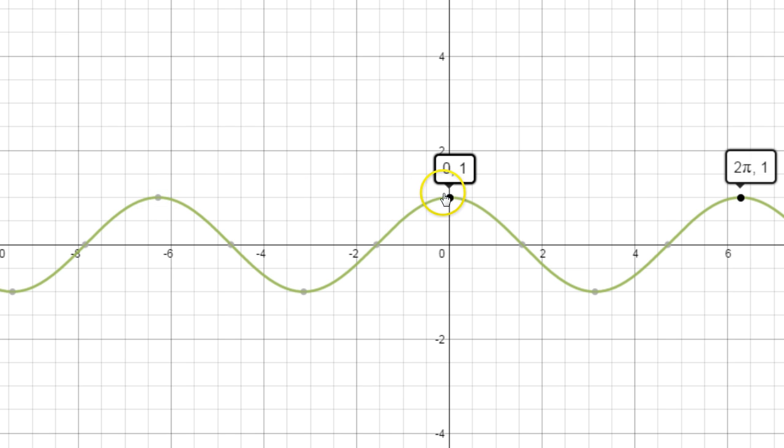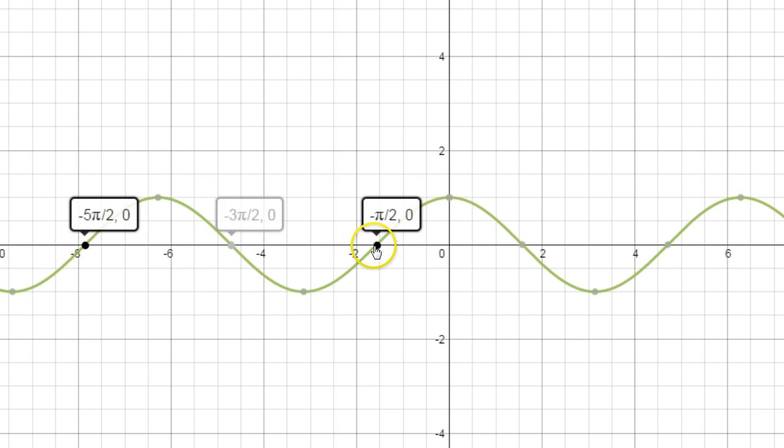Now if I were to pick my x-intercepts as the points I'm looking at, this distance right here is also 2 pi, and same thing with right here. This distance is also 2 pi. If you were having a hard time seeing that, just subtract the two and you'll be able to see it a little bit better.